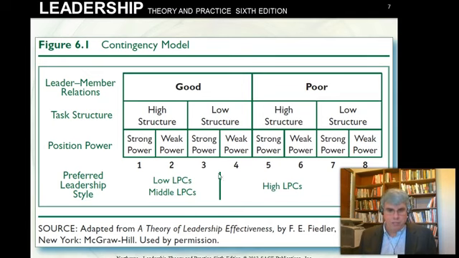Now, in this figure, they've put lines down here because in Fiedler's original theory, he thought that this is where the lines belonged. It turns out that maybe this line should be pulled over this way. We know that in really favorable situations and really unfavorable situations, people with low LPCs are more productive than people that have high LPCs. And in situations that are kind of in the middle here, people with high LPCs have better outcomes than people with low LPCs. The data doesn't always conform to this model that's described here.